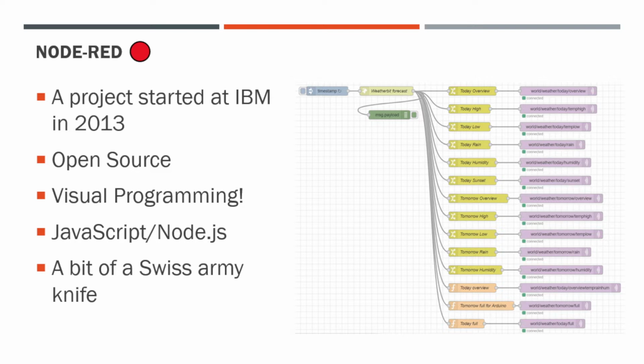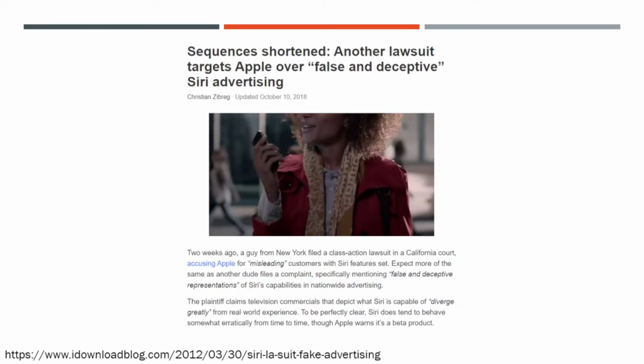I got a new house. I thought, right, I'm finally going to do this. I'm going to make the lights do my own bidding. I'm going to make them come on when I want them to. So Node-RED can also be used for home automation as well.